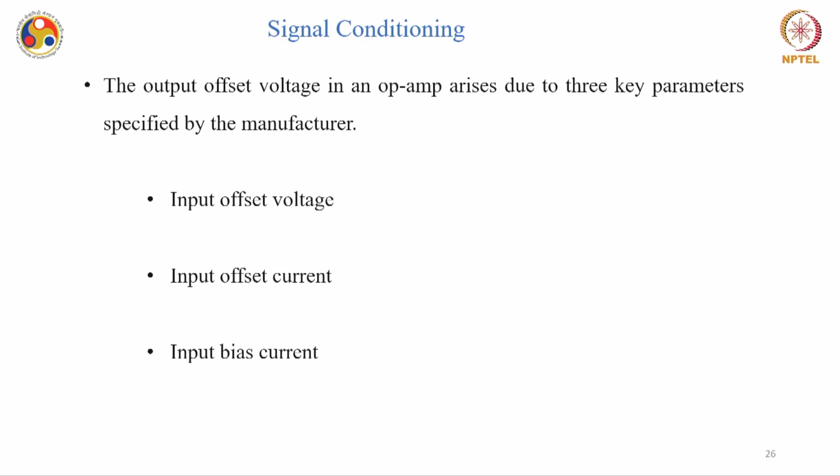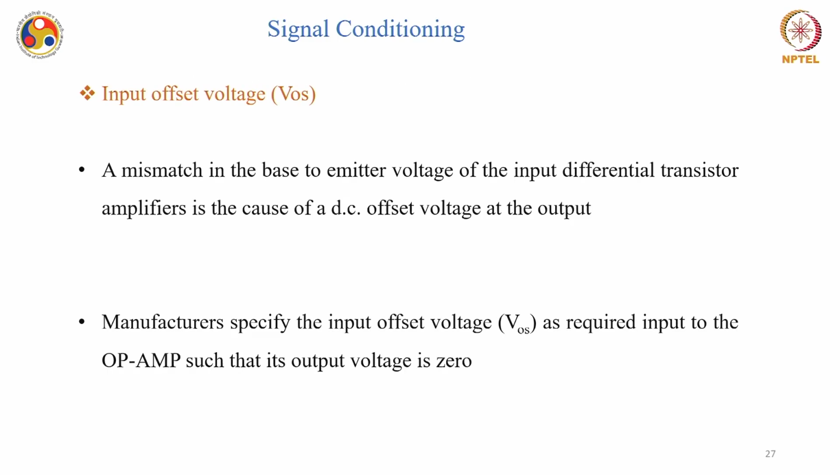The output offset voltage in an op-amp arises due to 3 key parameters specified by the manufacturer. These 3 important characteristics are input offset voltage, input offset current, and input bias current. Let us see these 3 parameters which govern the output offset voltage. First is the input offset voltage. This happens because of a mismatch in the base to emitter voltage of the input differential transistor amplifiers in case of the op-amp, and this causes the DC offset voltage at the output.